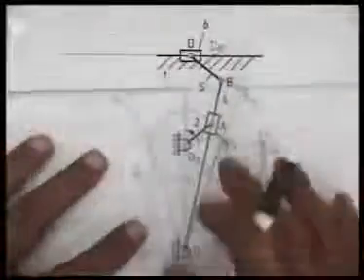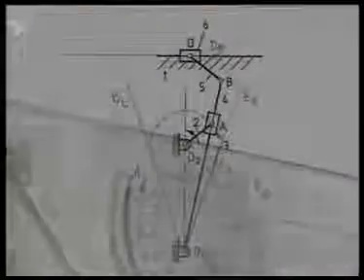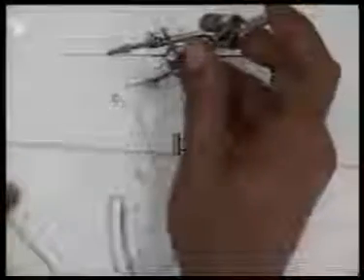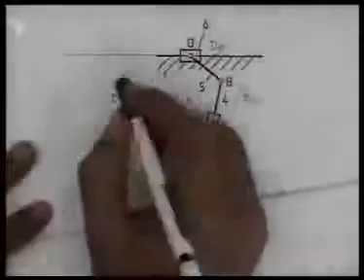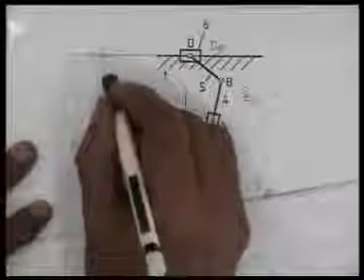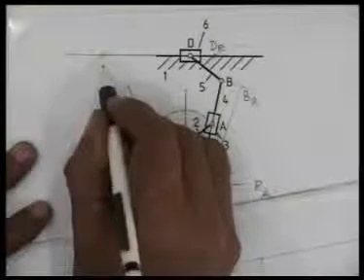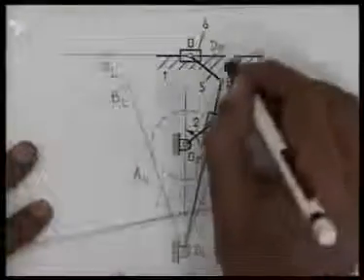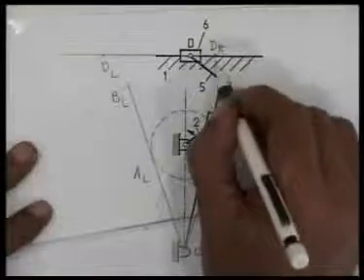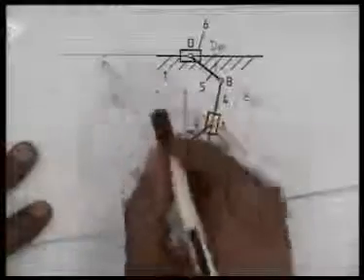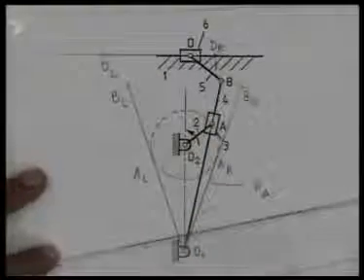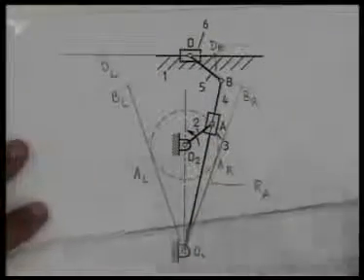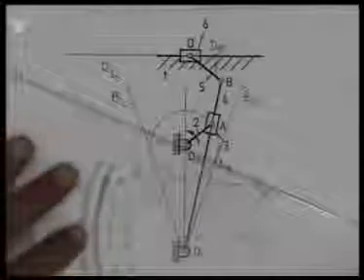This is the line of movement of D, and BL is here, so I draw a circular arc with BL as center and BD as radius to locate the extreme position of the point D, which I call DL. So this distance DL DR represents the stroke of the cutting tool according to the scale of the figure.